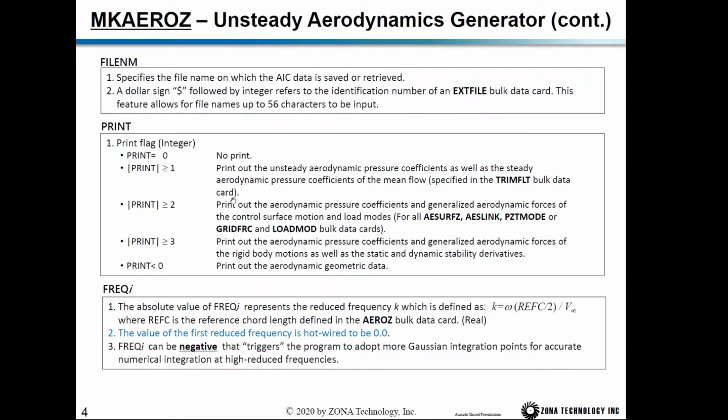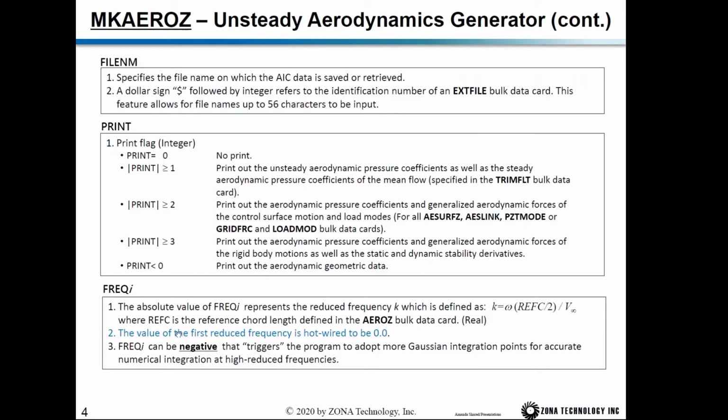Print option: you can print out the various unsteady aerodynamic solution. And the last one is a list of reduced frequency. The absolute value of this reduced frequency represents the reduced frequency k, which is defined as k equals omega times REFC divided by 2 divided by free stream velocity. REFC is the reference chord length defined in the AEROZ card.